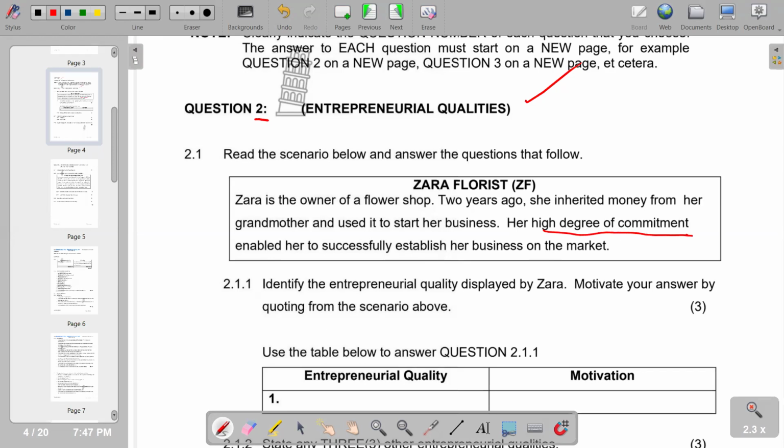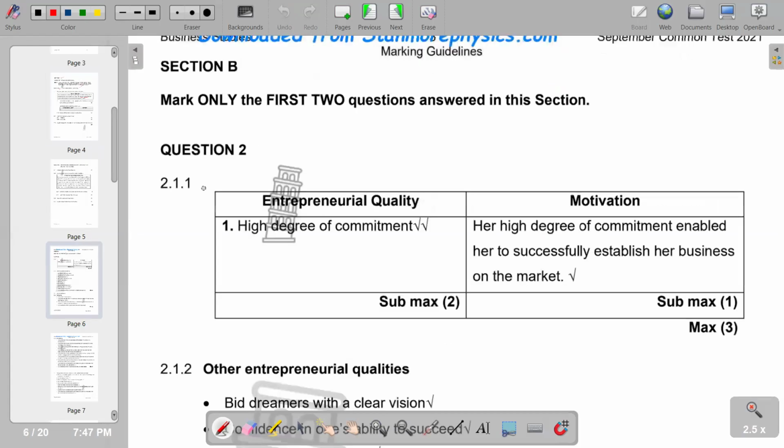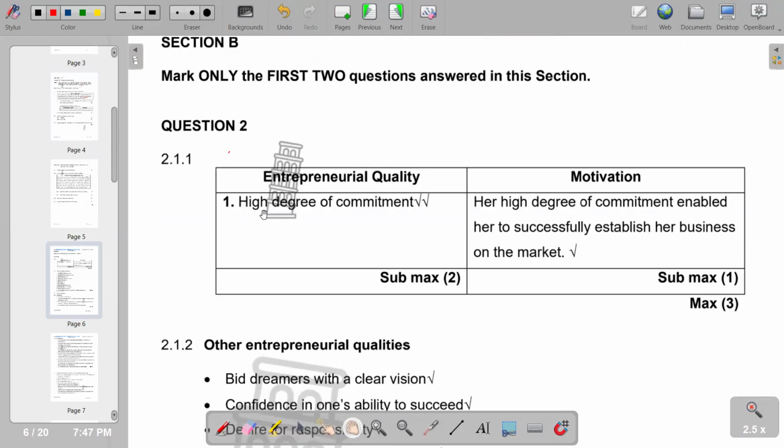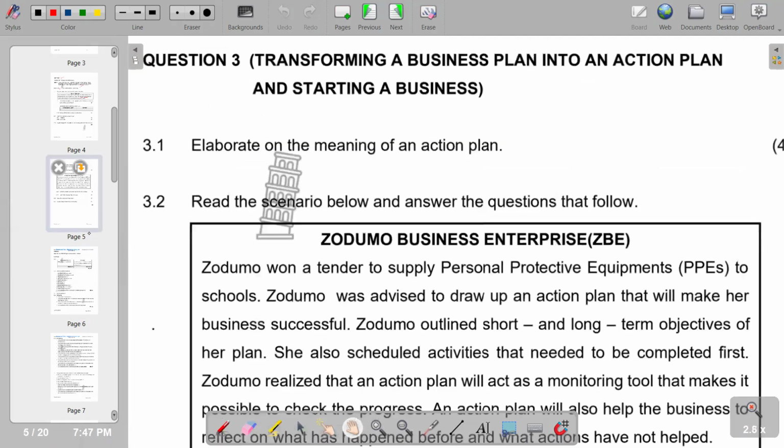High degree of commitment, and of course, in terms of motivation, you are quoting the sentence whereby you're saying, "Hey, high degree of commitment enabled here to successfully establish for your business on the market." So that is where you are supposed to quote. So according to our answer section, this is what we have, whereby we are saying high degree of commitment, and we are seeing that the motivation reads here, high degree of commitment enabled here to successfully establish a business on the market.